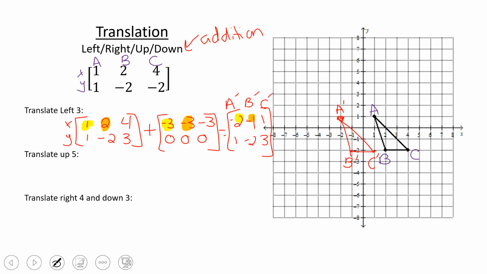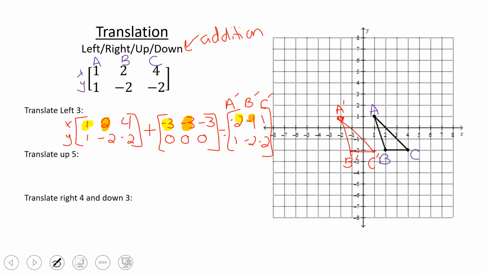And if I double check the graph, these do work out. They do match what I have, except for, now that I'm checking it, this isn't a 3. I wrote it down wrong to start with. That should be a negative 2. So double checking your picture is helpful.